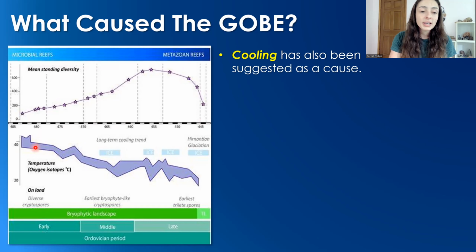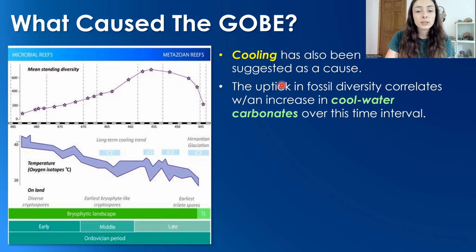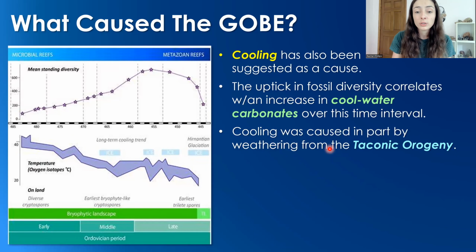However, like I mentioned, over the course of the increased biodiversification trend at the time, there was a gradual decrease in temperature over the Ordovician period. And this global cooling has also been suggested to have potentially caused, or in part caused, the GOBE. The uptick in fossil diversity correlates with an increase in cool water carbonates over this time interval, as well as just a long-term cooling trend that is indicated by the oxygen isotope record in the rocks at the time. The cooling was likely largely caused by weathering from the tectonic orogeny.